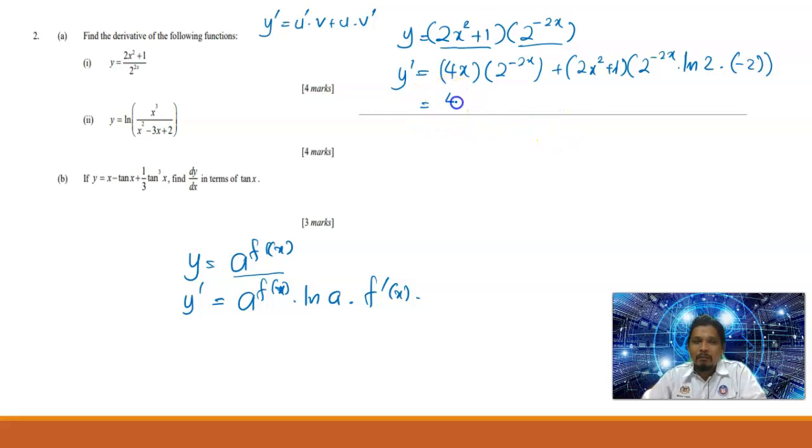So then 4x times 2 to the power of negative 2x means 4x divided by 2 to the power of 2x, plus 2x squared multiplied with everything here, 2 to the power of negative 2x, natural log of 2, and then negative 2. So look at this one here now. Guys, girls, 2 to the power of negative 2x multiplied with natural log of 2 multiplied with negative 2. We cannot simply multiply this negative 2 with the 2 from the natural log here, no, or this negative 2 multiplied with this 2 here, no.